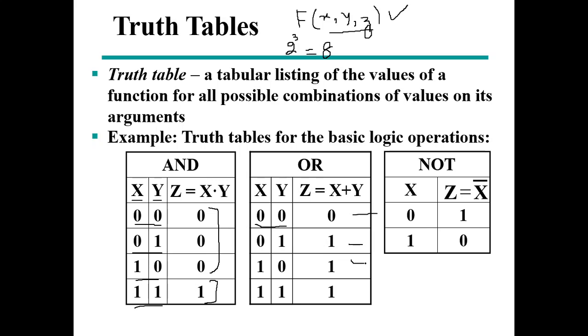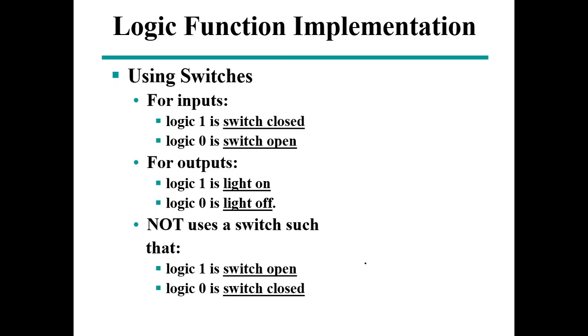ठीक है? Truth tables are important. Why? Because they let you know about all the possible combinations of the input variables, and for all those possible combinations of the input variables you list down the value of the boolean function. ठीक है? So truth tables are important in this sense.